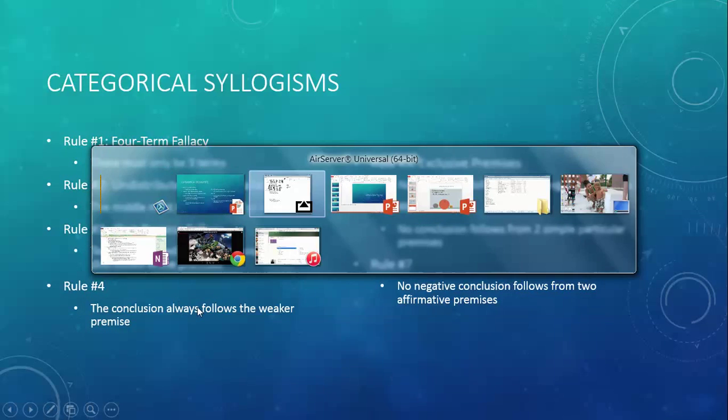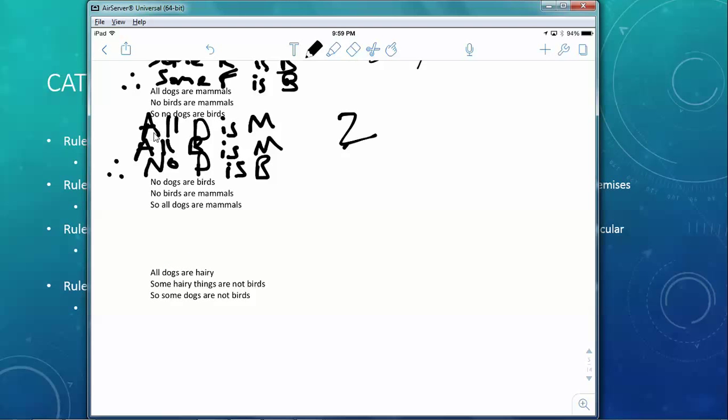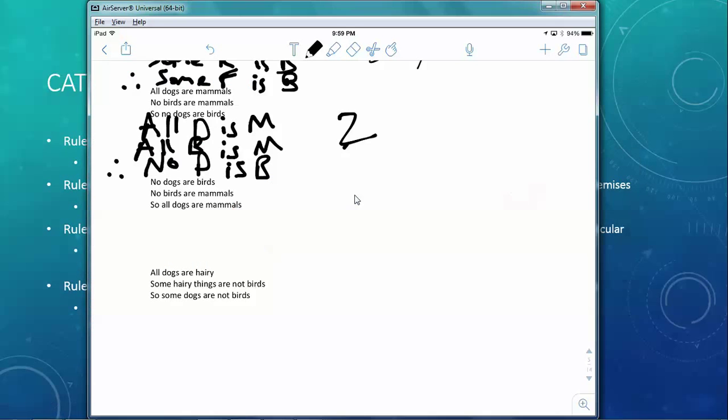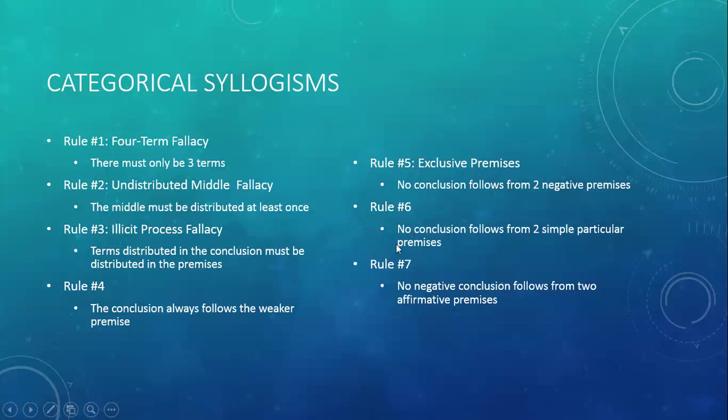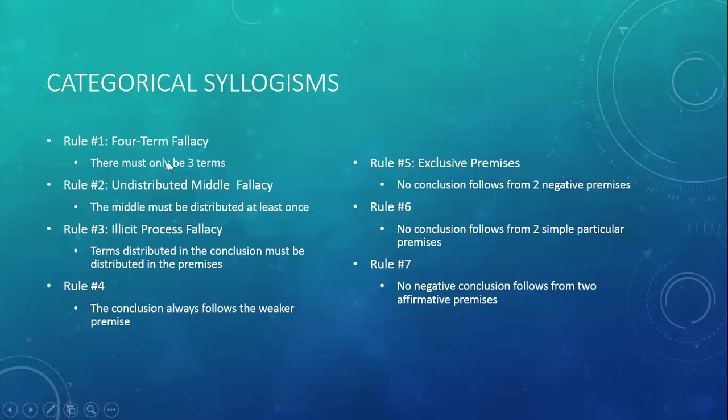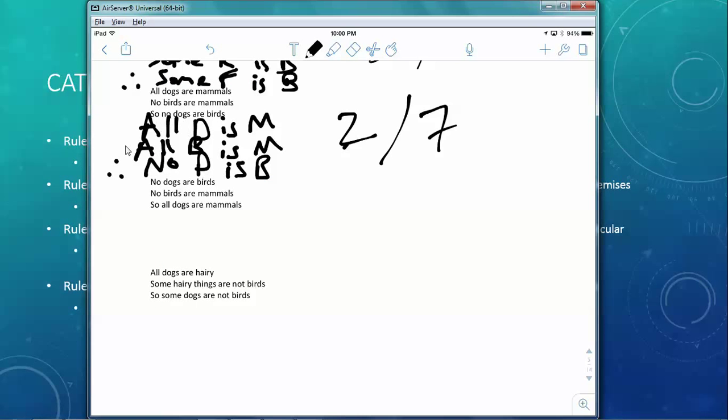Conclusion always follows the weaker premise. We don't have any weak premises, so we're good on that. No conclusion follows from 2 negative premises. I don't have any negative premises, and actually that is the problem, because rule number 7, no negative conclusion follows from 2 affirmative premises, and I have 2 affirmative premises and a negative conclusion. That equals problem number 7. Oh, and rule number 6, no conclusion follows from 2 simple particular premises. I don't have any sums up here, so I'm okay on that one. So rule 2 and 7, those are the ones that are violated.